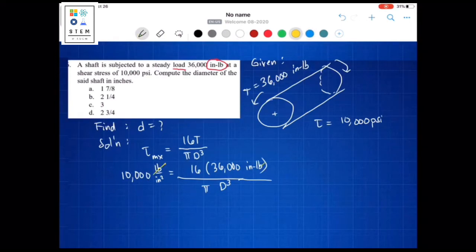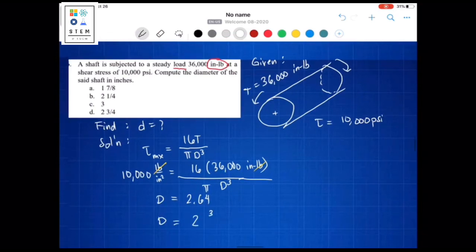Okay, unit analysis, cancel yung pound, natitira inch squared times inch cube, cube root. So, diameter will be, ship solved, 2.64. Okay, so dalawa yung may 2. So, hindi pwede yung 1/4 dahil mas mababa. Hindi niya kakayanin yung load na 36,000 considering allowable or maximum shear stress na 10,000. So, use diameter na mas malaki. Sumunod na malaki ay 2 inches and 4 inch. Okay? So, letter D.